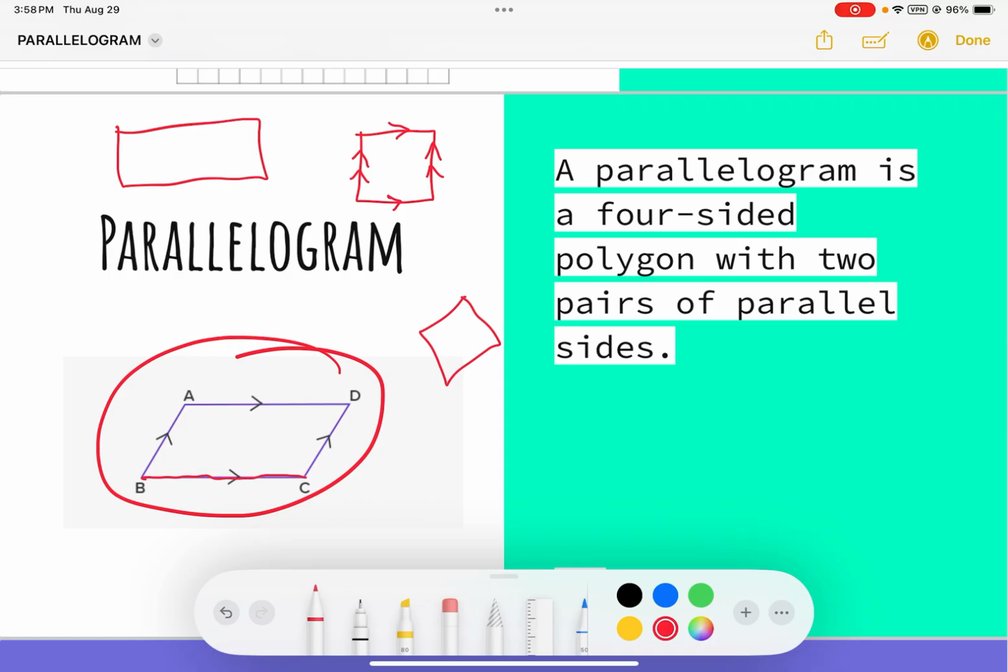And a lot of times this will be the base, and there'll be a dotted line inside the shape with the right angle, or a dotted line outside the shape with the right angle for the height. So we're going to practice some of that.